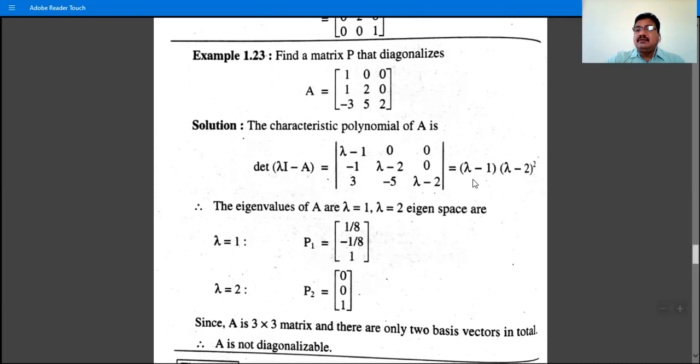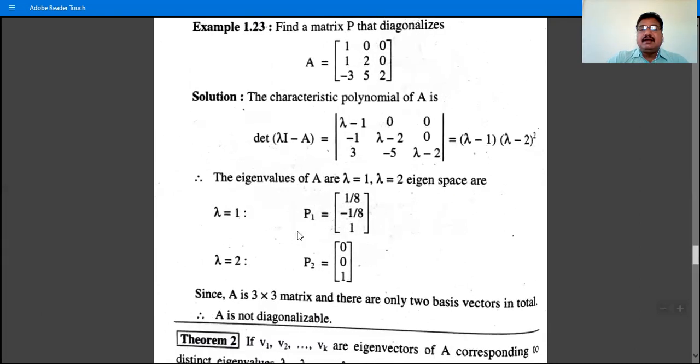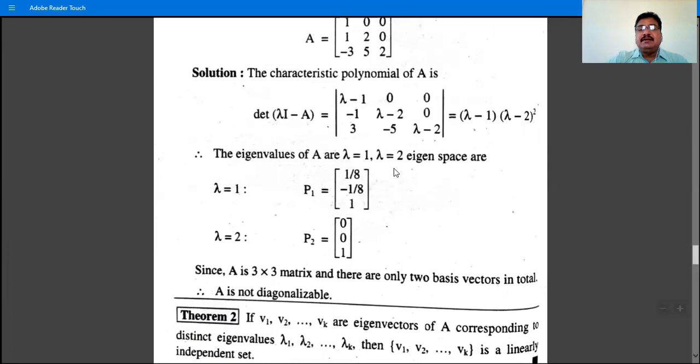Then we have the eigenvalues are 1, 2, 2. The eigenvalues of A are lambda equal to 1, lambda equal to 2, and lambda equal to 2. And then corresponding to lambda equal to 1, find the eigenvectors. So we have only one linearly independent eigenvector, minus 1 by 8, minus 1 by 8, 1. This format depends on your calculation. This P1 is not unique. This answer is not unique.